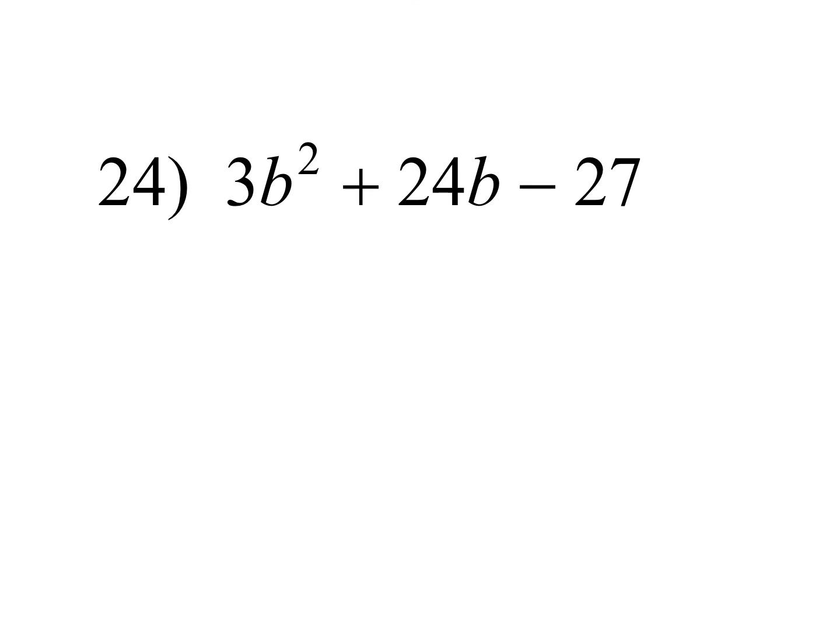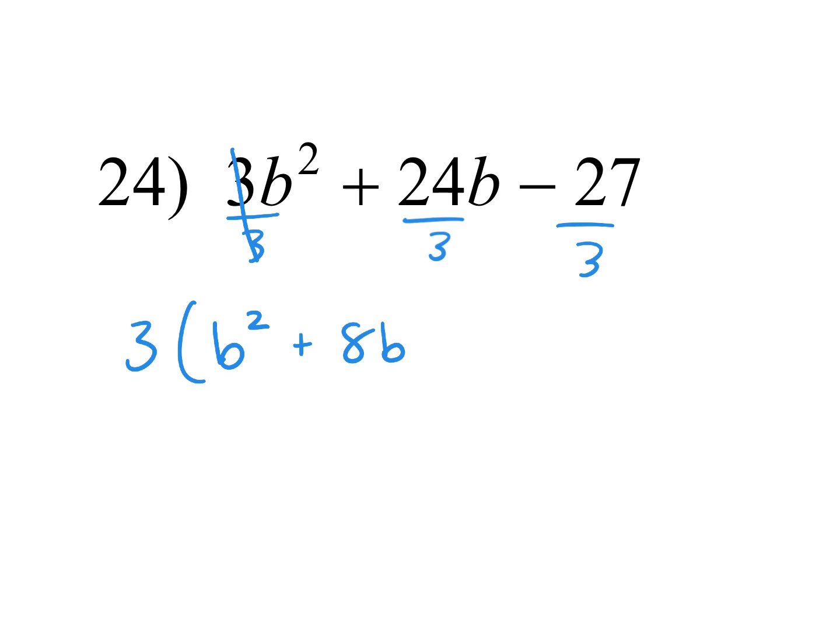Sophia, what should I do first here for 24? Anybody, what should I do first? Divide by 3. Perfect. They all have a greatest common factor of 3. So I could take out the 3. Remember, if you divide, you have to write it on the outside. So 3 divided by 3 cancels out. It's just 1. So I have b squared. What's 24 divided by 3? 8b. And then what's negative 27 divided by 3? Negative 9. Can I factor this anymore?